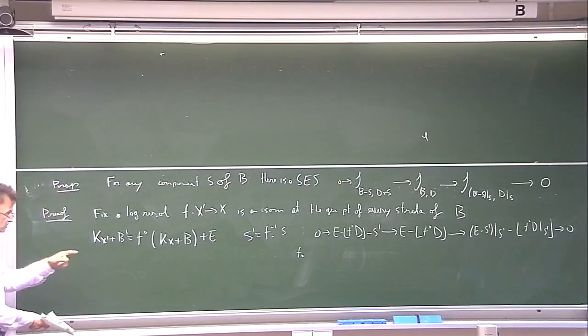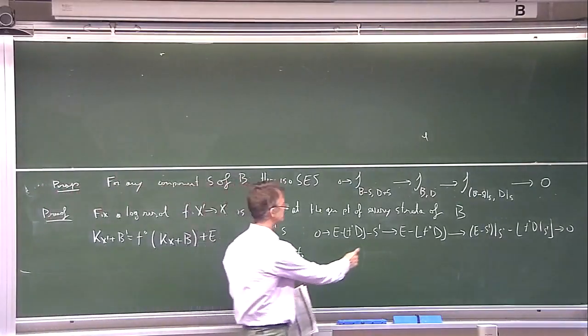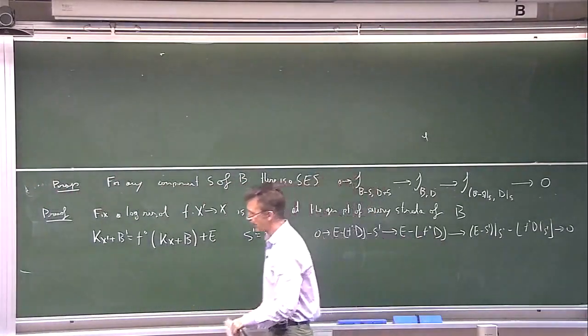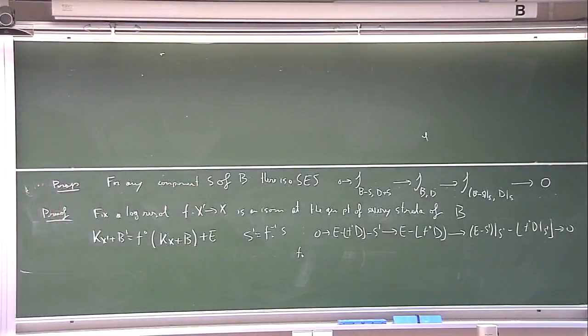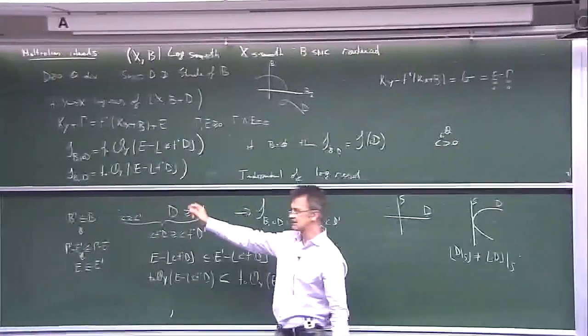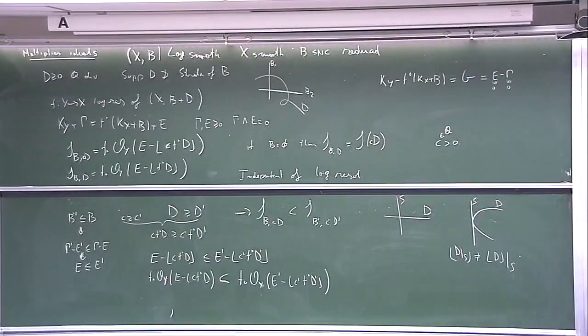Okay, so now I'm doing the push forward. Here I see E minus round down pullback of D. I go look for my formula of the ideal. Oh, wait a second, that is precisely I_{B,D}. So this one is just definition.